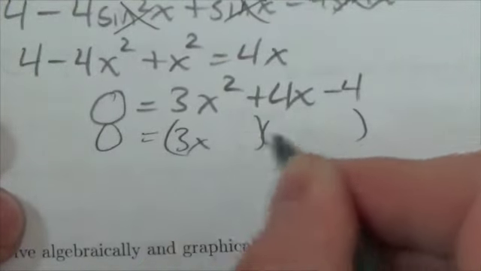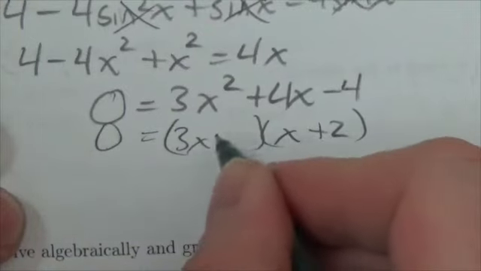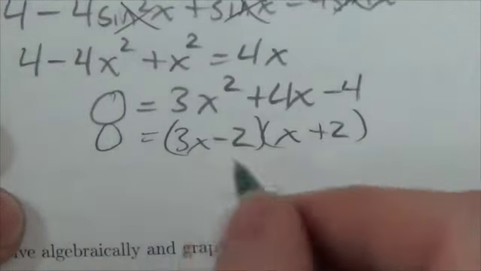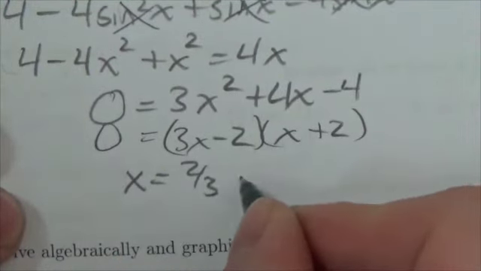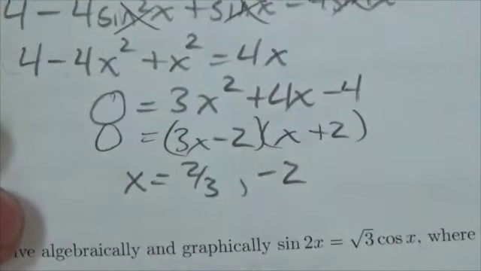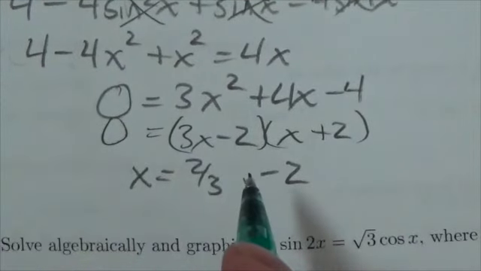We'll get 3x and x, and this has got to be plus 2 and minus 2. So now I'm getting two scenarios: one where x is 2/3, and the other where x is negative 2. So now I've dealt with the algebra, or the polynomial part, of this problem.